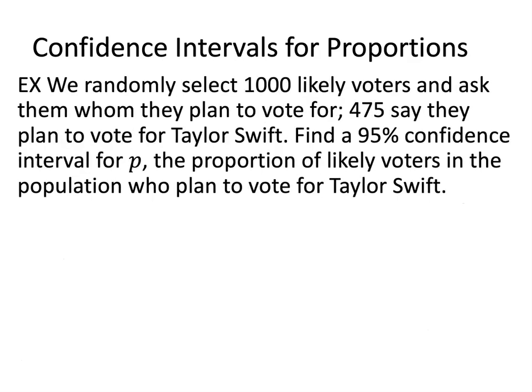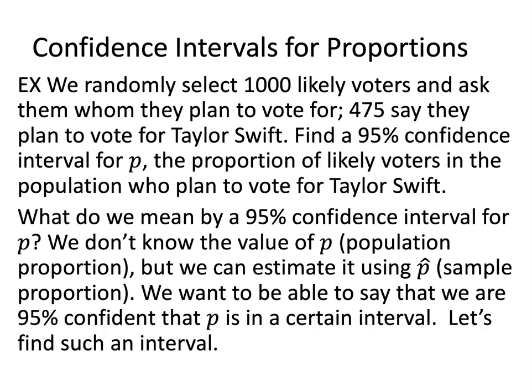We select 1,000 likely voters and ask them whom they plan to vote for. 475 say they plan to vote for Taylor Swift. Find a 95% confidence interval for p, the proportion of likely voters in the population who plan to vote for Taylor Swift. What do we mean by a 95% confidence interval for p? We don't know the value of p, the population proportion, but we can estimate it by using p hat, the sample proportion. We want to be able to say that we are 95% confident that p is in a certain interval. Let's find such an interval.